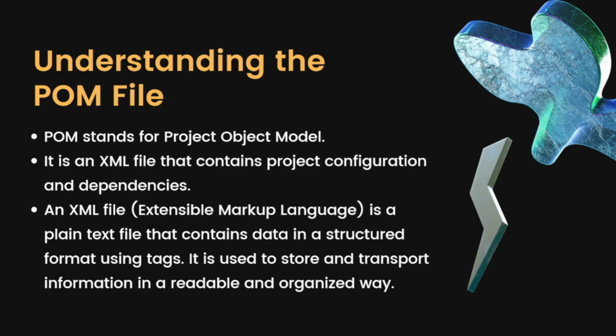Tags are basically what we use in HTML, like the head tag and the body tag. In a similar form, we will get tags in an XML file also. It is used to store and transport the information in a readable and organized way. Like if you want to collect the data and transfer it to some other people, you can use an XML file. Now, let us see what all the contents present in our pom.xml file.